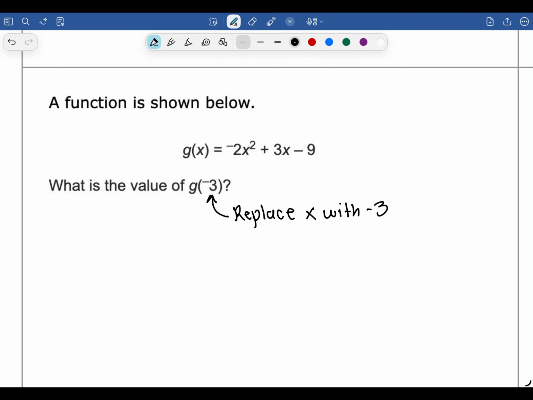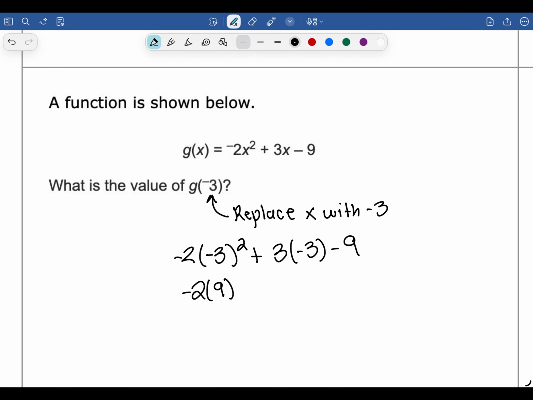Okay, so I'm going to take and fill in every x in that equation with the negative 3. So that's going to give me negative 2 times negative 3 squared plus 3 times negative 3 minus 9. Okay, so I start going through my operations. I got to do exponents first. Well, parentheses, then exponents, but we have an exponent with the parentheses, so that's negative 3 squared. That's going to give me 9 again.